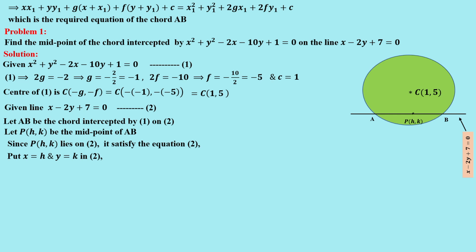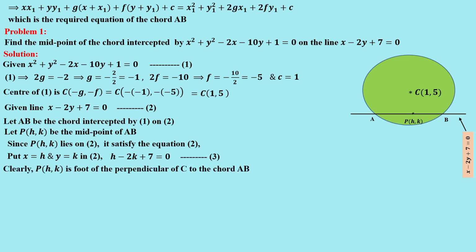Since P(h, k) lies on 2, it satisfies equation 2. So put x equal to h and y equal to k in 2, and you will get h minus 2k plus 7 equal to 0. That is equation number 3. Clearly P(h, k) is the foot of the perpendicular from C to the chord AB, that is, CP is the perpendicular distance from C to AB, right? So CP is perpendicular to AB.